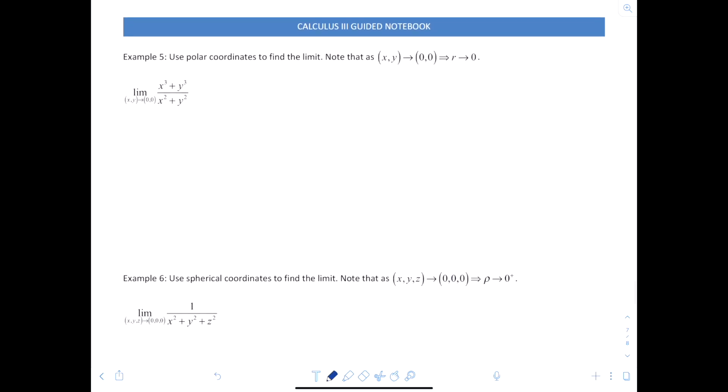All right, so now let's take a look at another thing we can do: we can use polar coordinates to find the limit, and sometimes that does help simplify things. And note that as x and y approach 0, 0, r will also approach 0. So we'll use polar and then spherical to look at these limits and then go from there, okay? So using polar coordinates, does anybody remember what x is? So that would end up being the limit as r approaches 0 of, beautiful, r cosine theta, the quantity cubed, that's what x is in polars, and then r sine theta, the quantity cubed. And then recall that x squared plus y squared is just r squared.